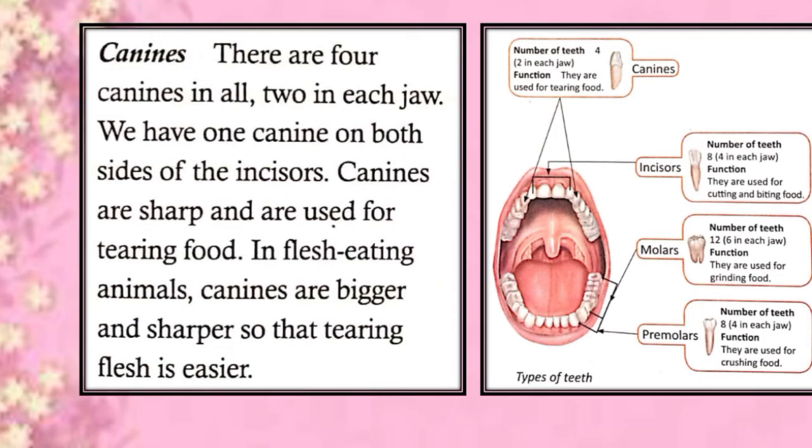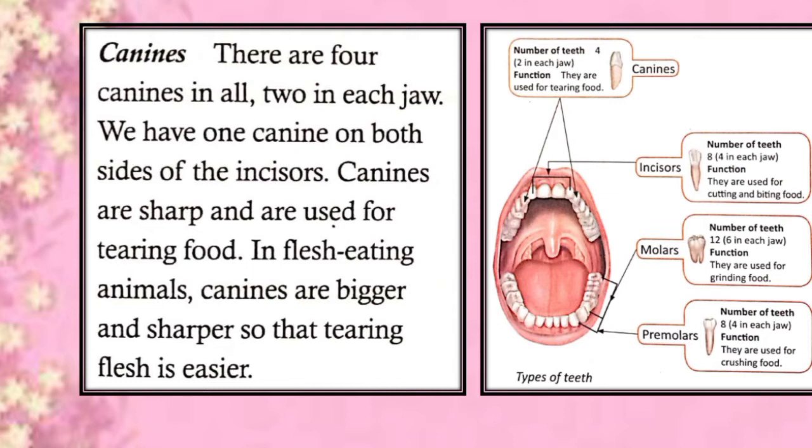Now after incisors, next is canines, which is the second type of teeth. There are 4 canines in all, 2 in each jaw, that is, 2 in the upper jaw and 2 in the lower jaw. We have 1 canine on both sides of the incisors. As you can see, on both sides of the 4 incisors, there is one canine tooth.